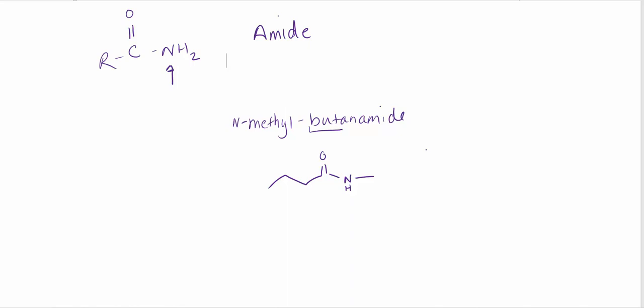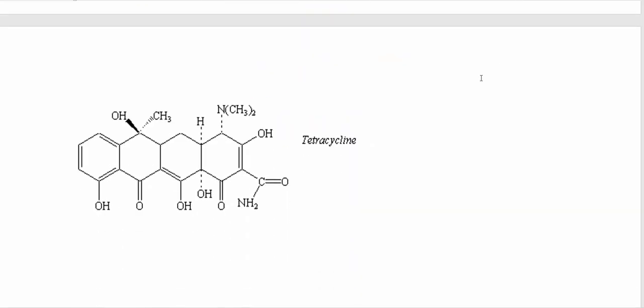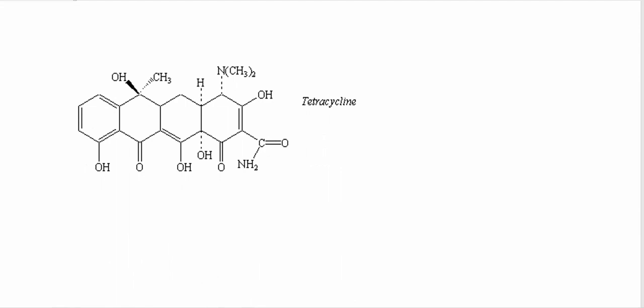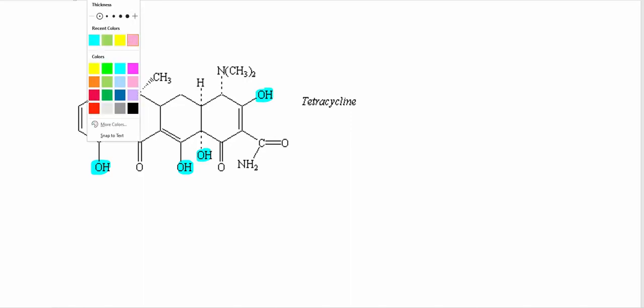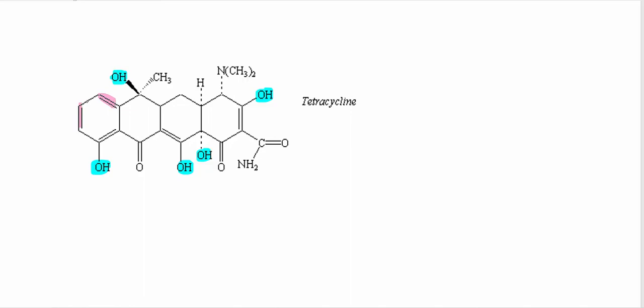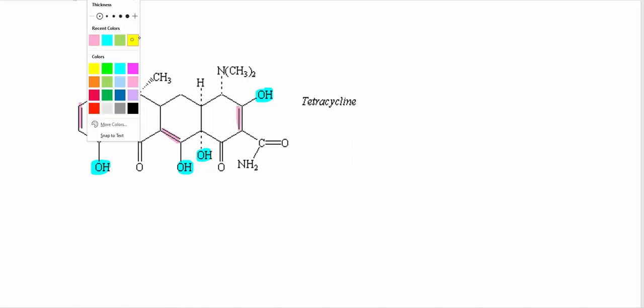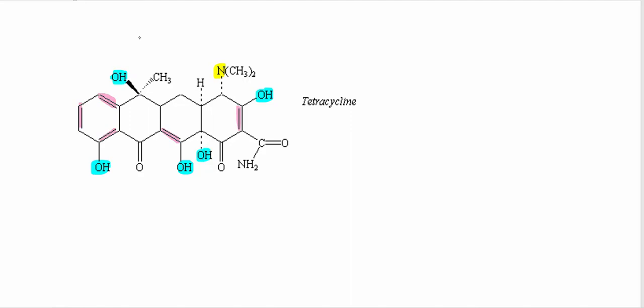So now let's work on recognizing some functional groups. So what we have here, this is tetracycline. So immediately we can find these OH groups. These OH groups are alcohol groups. Just going to highlight all of those OH groups. Now I also see that I have some double bonds. So these double bonds tell me that they are alkenes. And then over here I have a nitrogen. This nitrogen is attached to 3 hydrogen groups. So this is a tertiary amine.